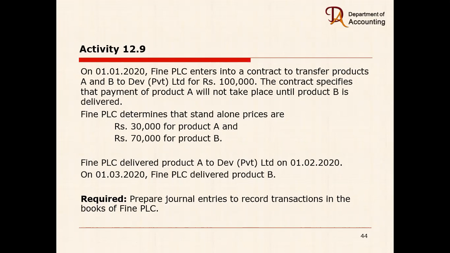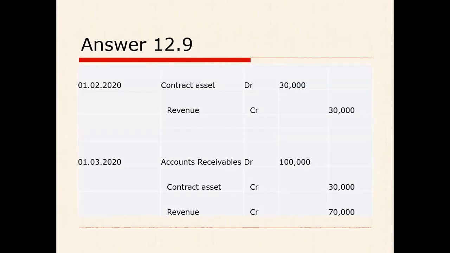The 30,000 that you had recognized earlier in the contract asset must get credit now. It's like this. See, on 1st of February, contract asset debit 30,000, revenue credit 30,000. On March 1st, where you deliver the second product, you are entitled to recognize the revenue 70,000 at that point, and the contract asset gets credit. The entire amount is taken to the trade receivable. See whether it is clear. This is how the accounting would take place. මේ විදිහට තමයි accounting සිද්ධ වෙන්න ඕන. පැහැදිලිද බලන්න?